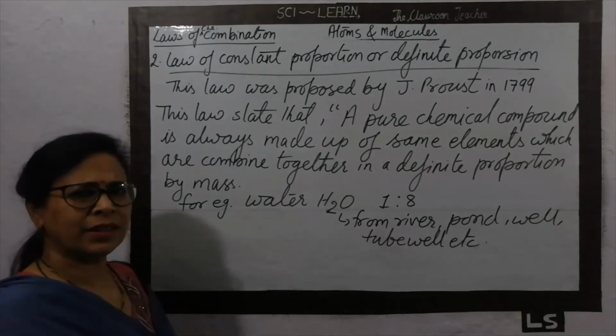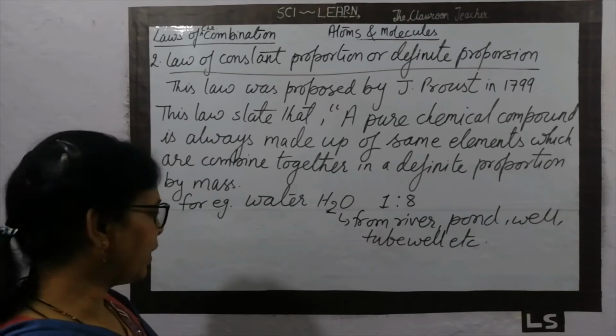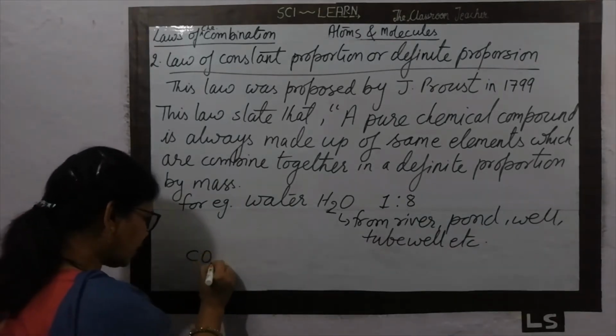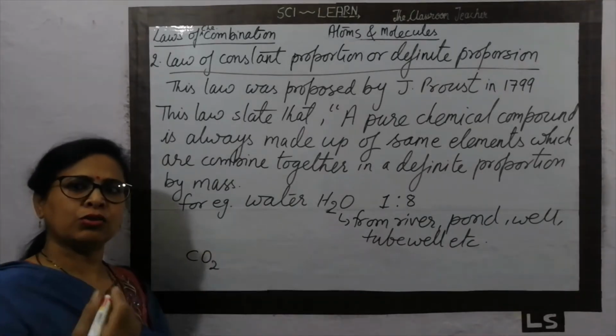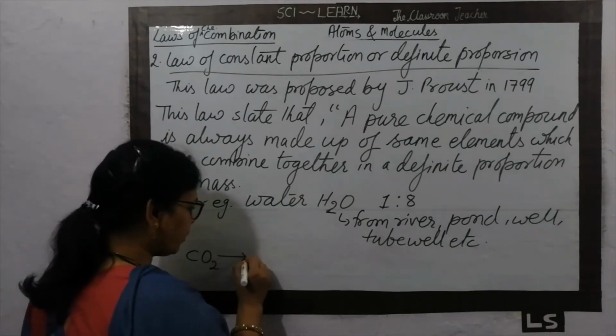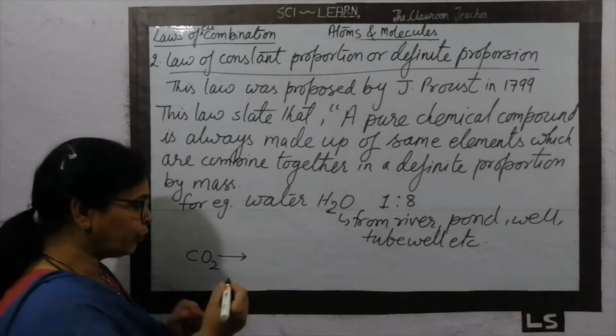Some more examples are there. One more common example is carbon dioxide. You know very well what carbon dioxide is. There are various sources of carbon dioxide. Carbon dioxide is produced by burning fuel.